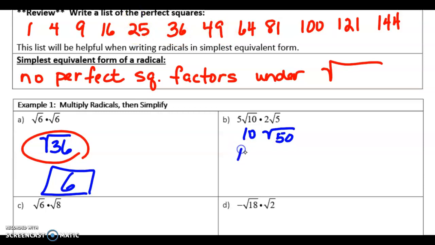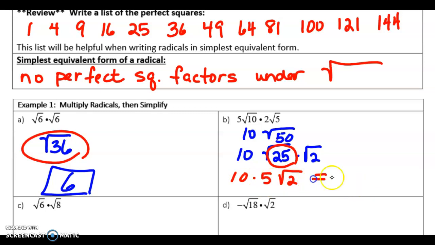So the 10 stays where it is. The 50 transforms. It's like working backwards for multiplication to 25 and 2. And then I know the square root of 25 is 5. I don't know the square root of 2 to be a whole number or integer. So 10 times 5 becomes 50 root 2. So this whole thing, this original problem, is equivalent to 50 root 2.